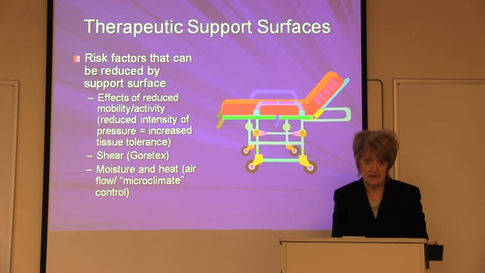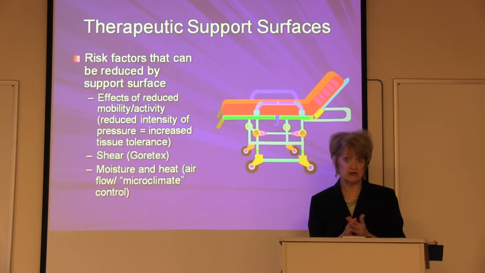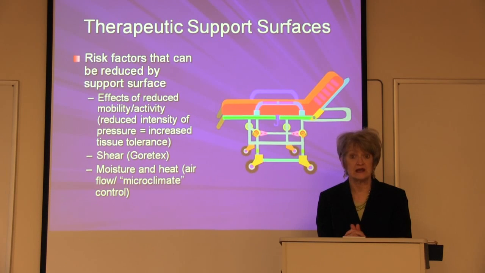So I wanted to begin by talking about the specific risk factors that are addressed by support surfaces and impacted by support surfaces. There are three: immobility, shear and friction, and moisture. By far the most important, of course, is immobility, one of the major risk factors for pressure ulcer development.